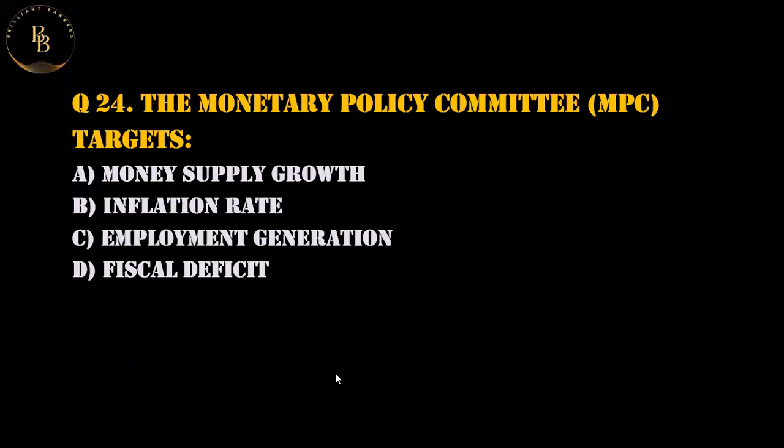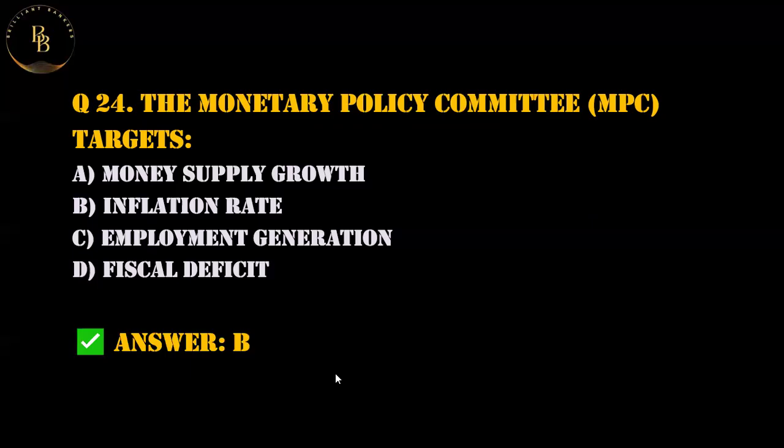And question number 24. The Monetary Policy Committee targets the money supply growth, the inflation rate, the employment generation, or the fiscal deficit. What is it? The Monetary Policy Committee always targets the inflation rate. That is, it keeps the consumer price index inflation at 4%, plus or minus 2%. And it is always chaired by the RBI governor.